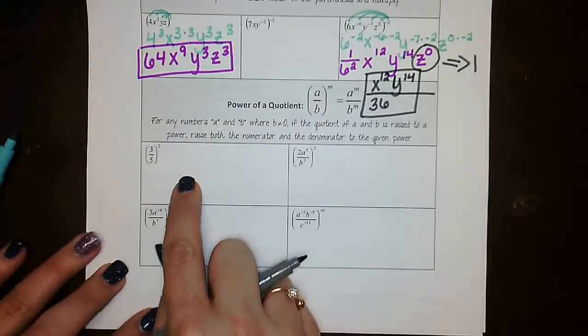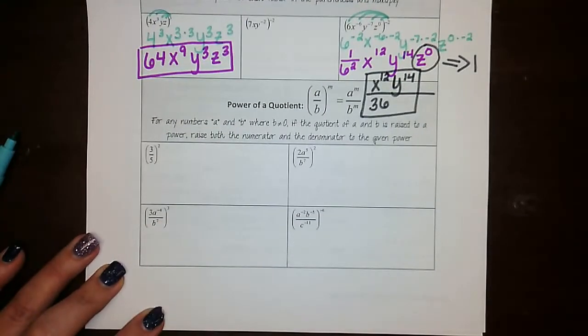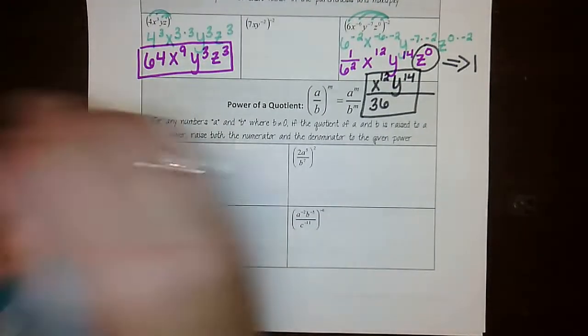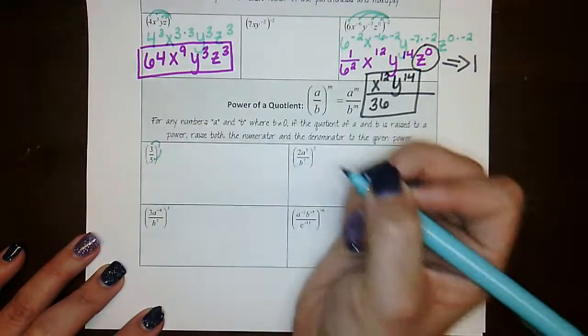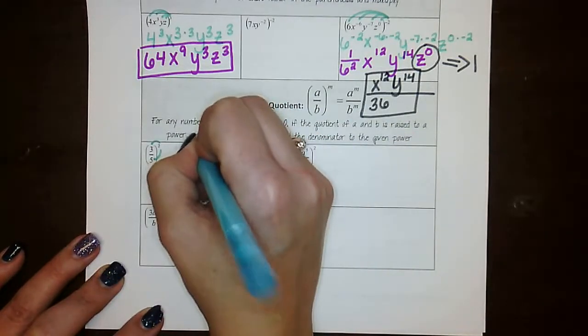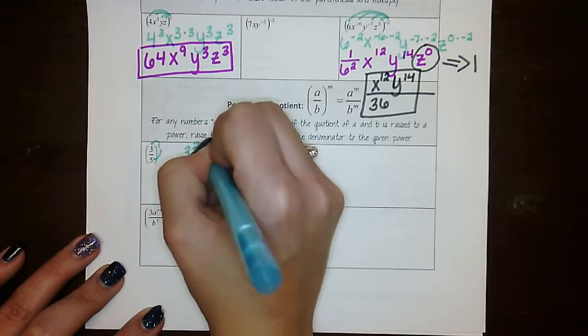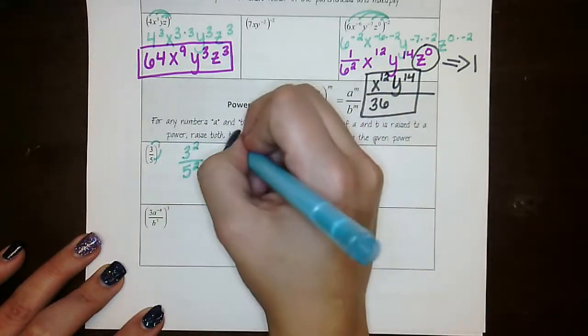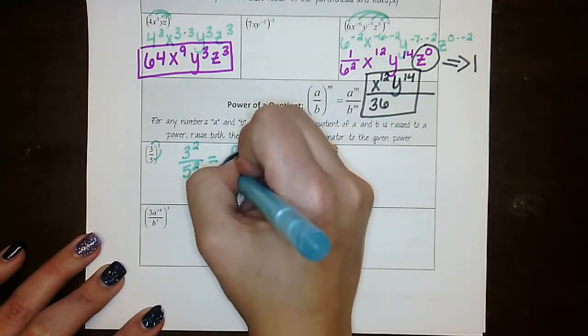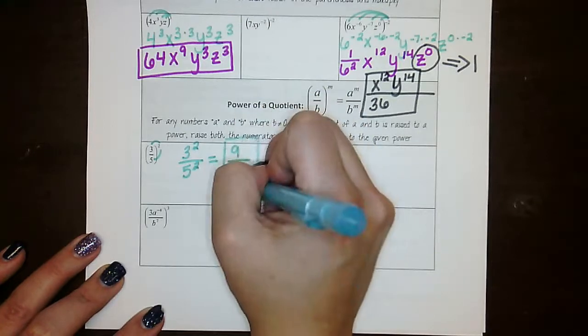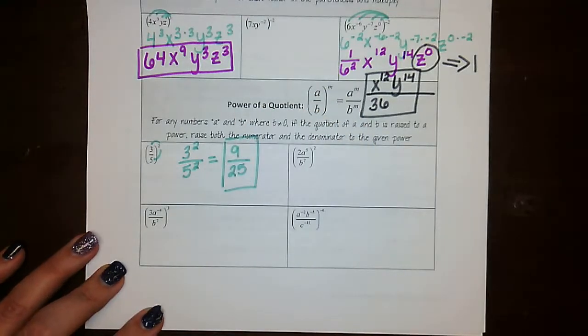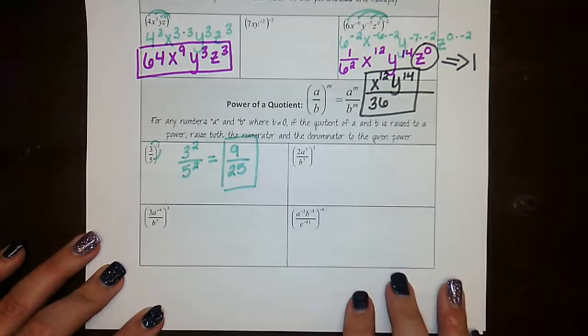Again, the same thing occurs here, even though I have a division or a fraction. So we're still going to distribute this 2 to both pieces. So we get 3 squared over 5 squared. 3 squared is 9. 5 squared is 25. And as I said, very similar. I'll have you try these two.